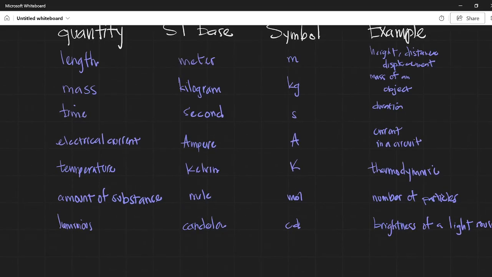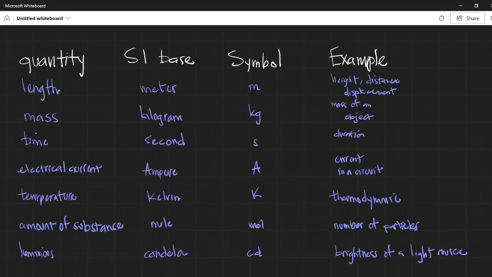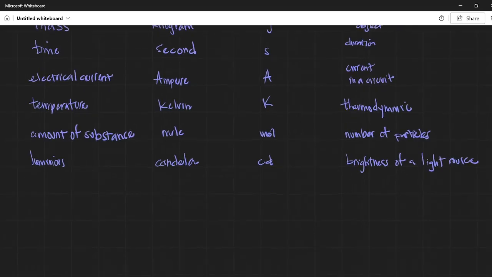Well, for example, what if we want to measure the speed of something? We don't have a unit for speed. But what we can do is combine units, right? Like when you are in your car and the speedometer says kilometers per hour or miles per hour, that's a unit of length divided by time, right? It's the amount of displacement in some amount of time that will tell you how fast you're going.